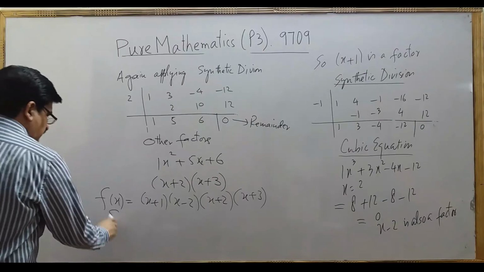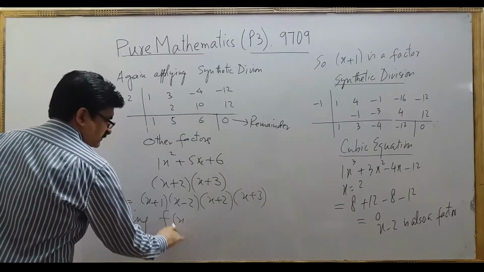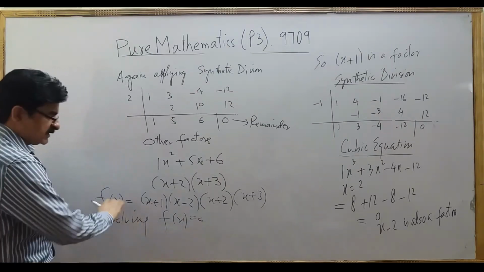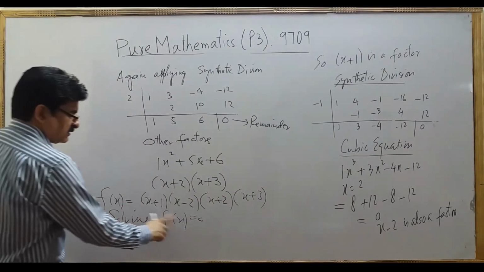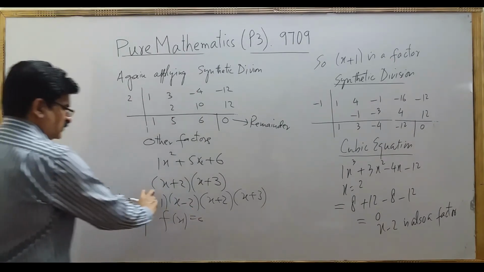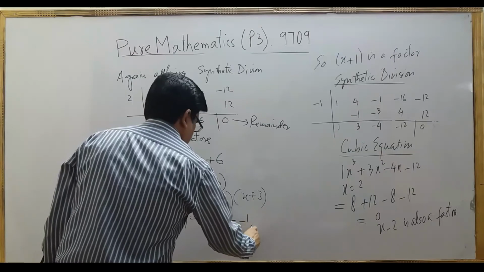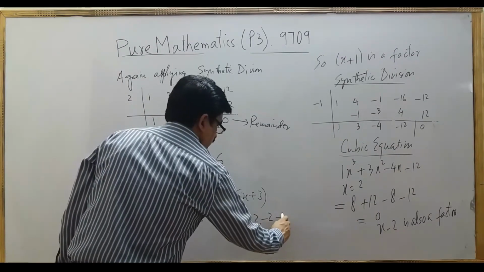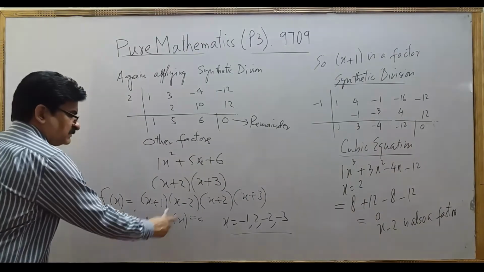Now solving the polynomial equation. This is a polynomial, not a polynomial equation. Polynomial equation means equal to 0. So if you make all these factors equal to 0, you will get minus 1, 2, minus 2, minus 3. These are the solutions of this polynomial equation.